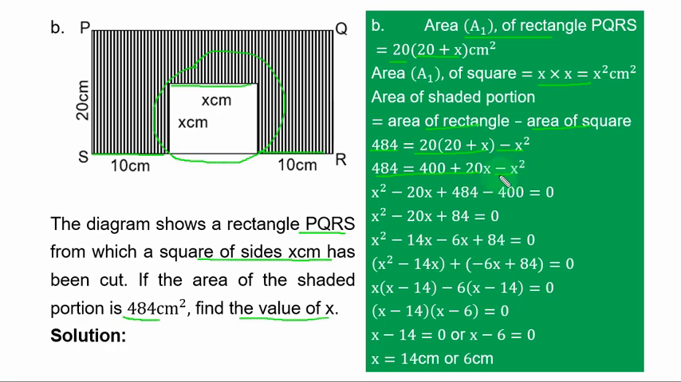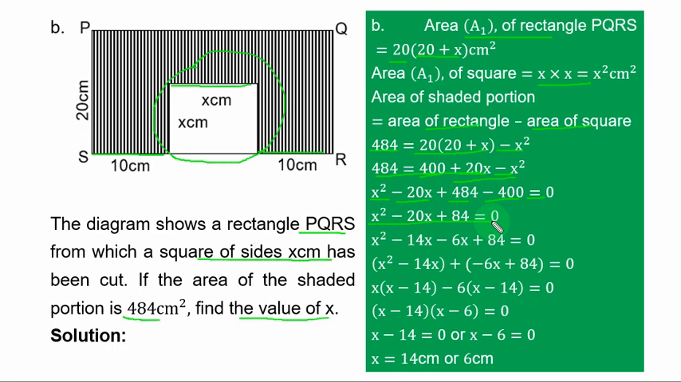So let us move all the terms to one side to have 0 on the other side. If you transfer minus s squared, it becomes plus s squared. You transfer plus 20s, you have minus 20s. Already 484 is there. You transfer plus 400, you have minus 400 equal to 0. If you add these two terms, you have s squared minus 20s plus 84 equal to 0.